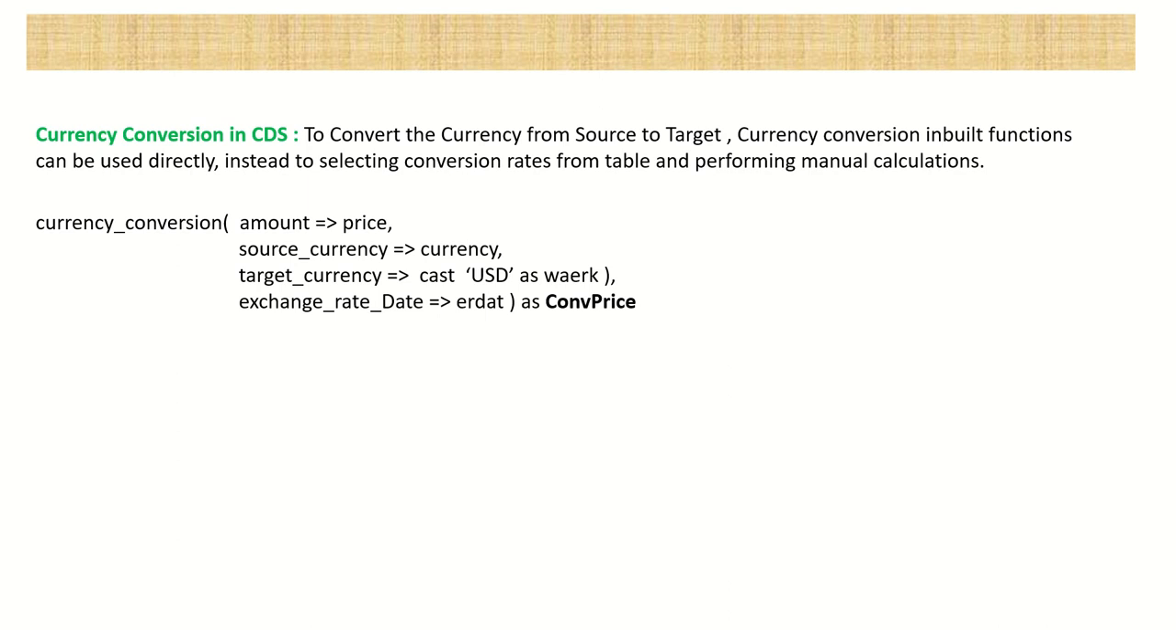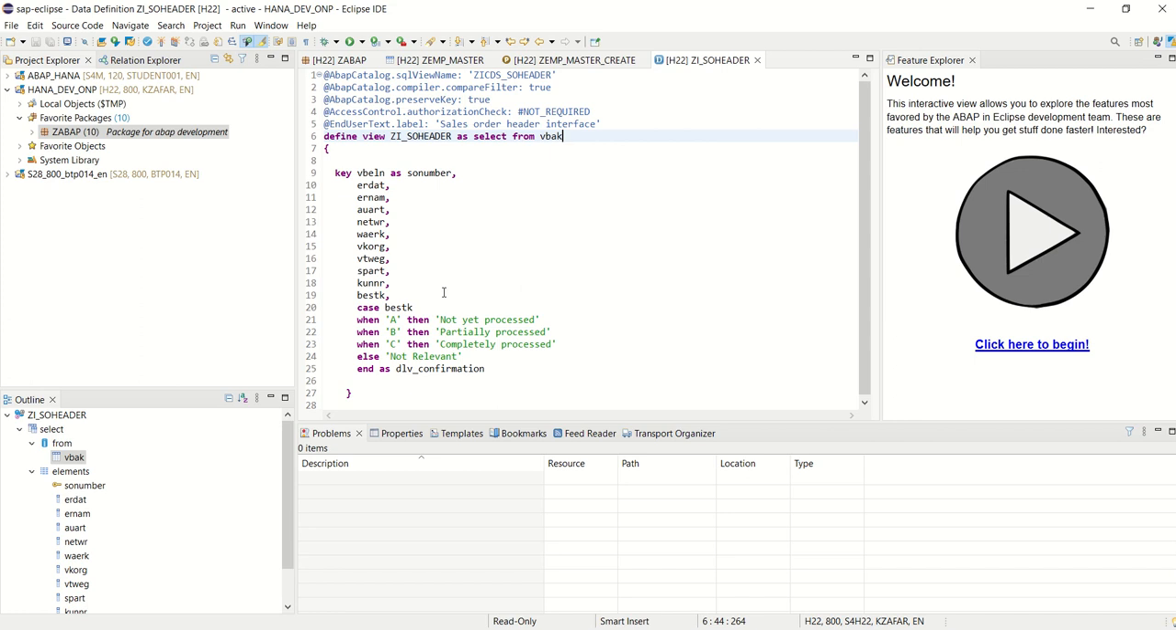Fine. So let's log into our Eclipse ADT system and we'll add this currency conversion in our last created CDS view. So this CDS view we have created. Here we have amount in the net WR. Fine. So what I will do, after delivery confirmation, I will add one field here.